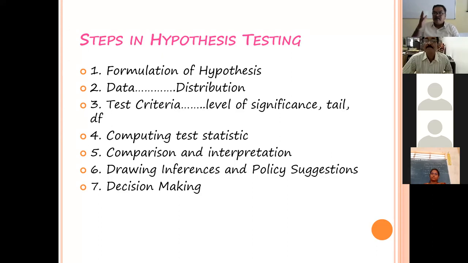And when you have made the decision, then you go for drawing the inferences. If there are differences, you say, yes, there are significant differences between male and female students in their marks. Yes, there is a significant relationship between income and consumption expenditure. You can also say, yes, income has significant impact on consumption expenditure. So you draw inferences out of the decision made against the test.